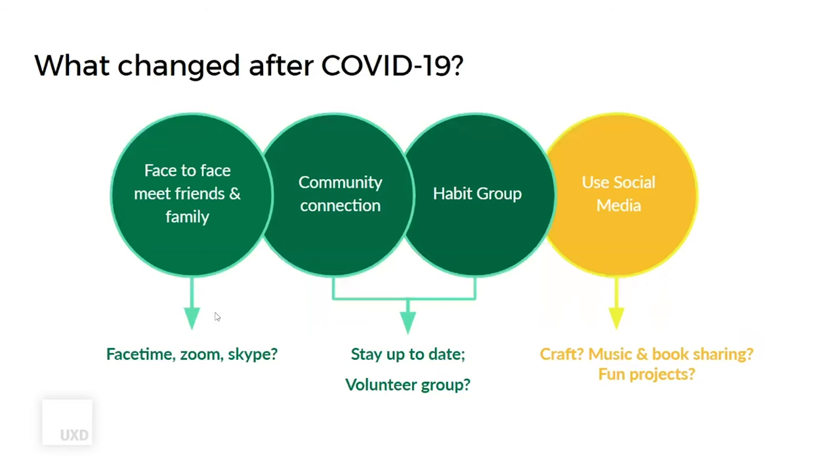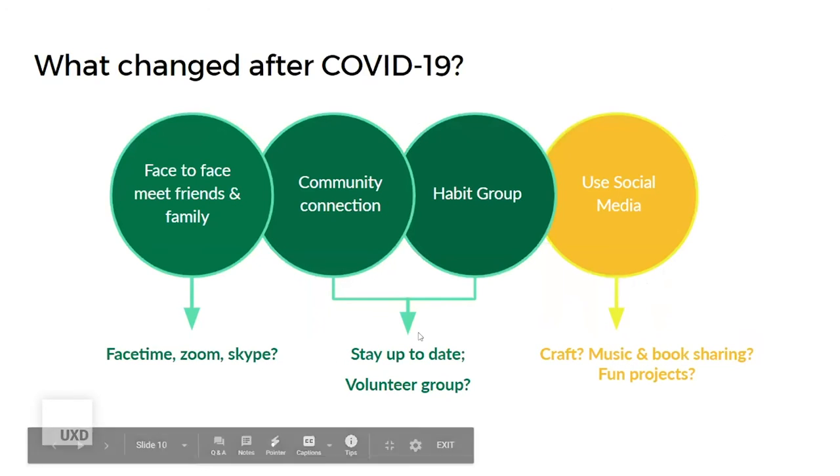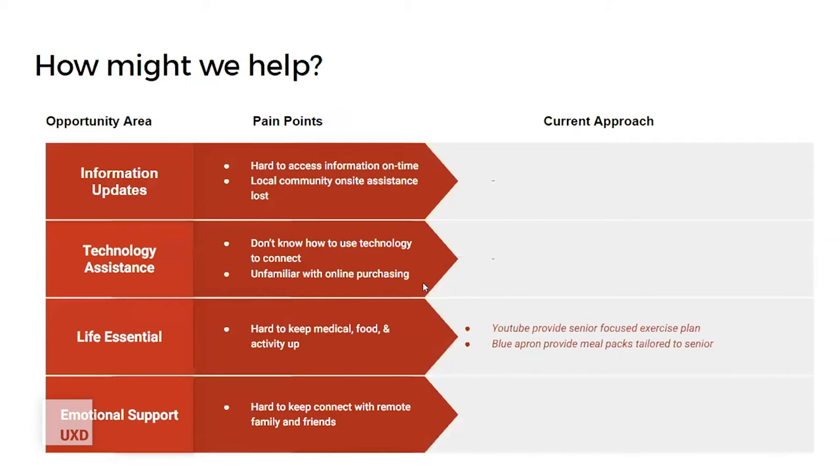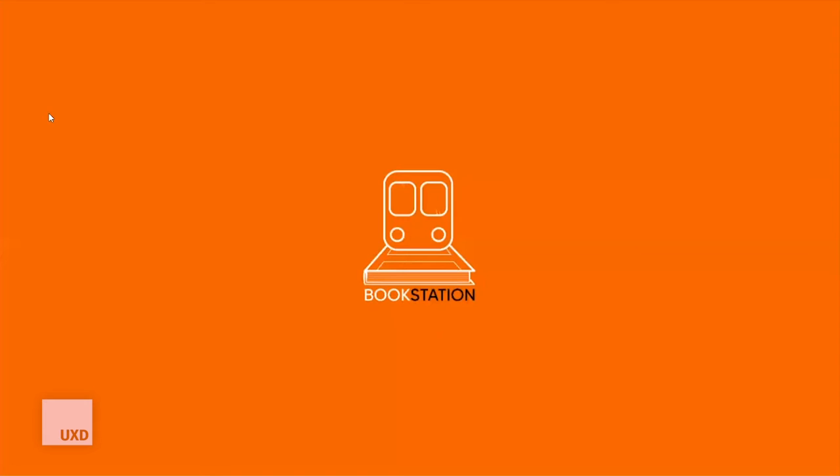And so everything has become pretty digital right now, and we were thinking, what can we do to help them socially engage without them going digital? So we did a how might we analysis, and out of that we realized that we wanted to focus mainly on a platform which wasn't digital. And hence we came to the idea of the book station.